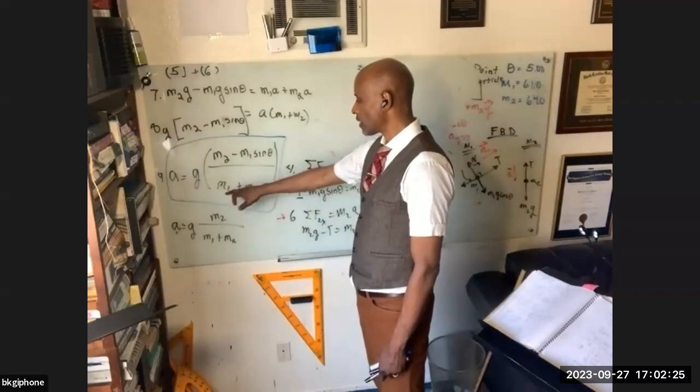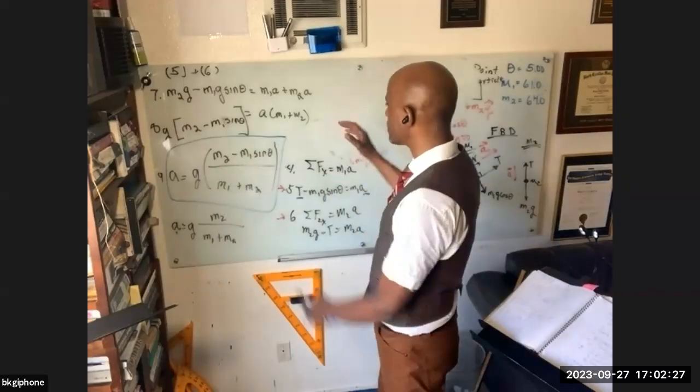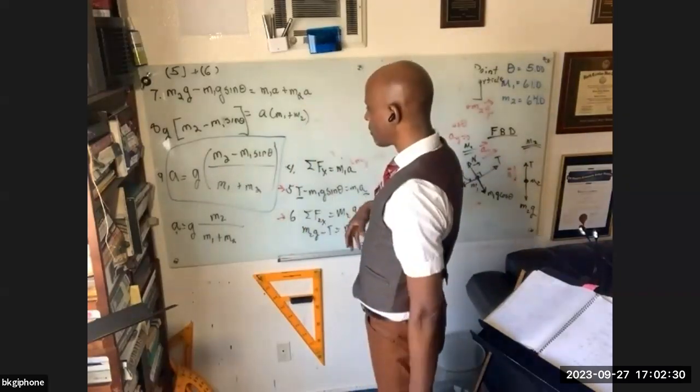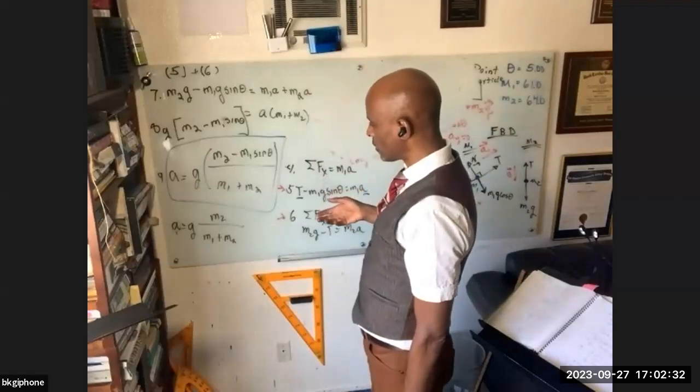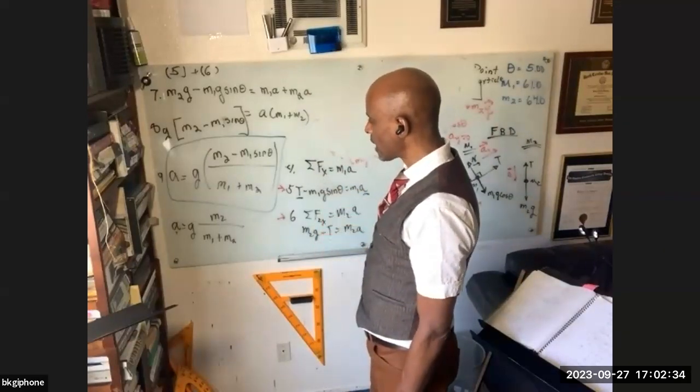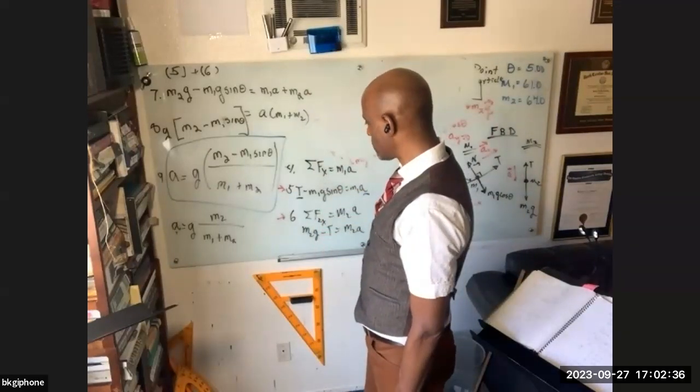M2 minus M1 over M1 plus M2, and that's what we should have, because you've got the masses hanging. It's not free fall motion. You still got the other mass hanging on the other side. So that's cool.